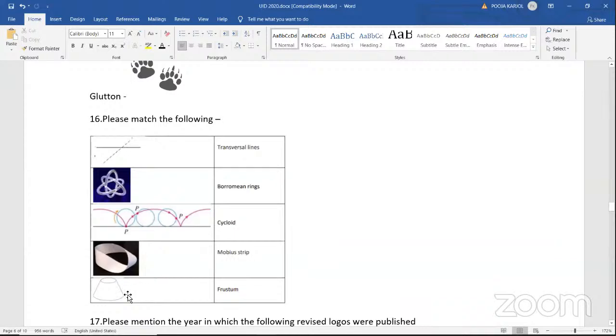This one. A cone which is cut from the top. Yes. A cone is cut into. Yes. Like a pot cut along the horizontal.